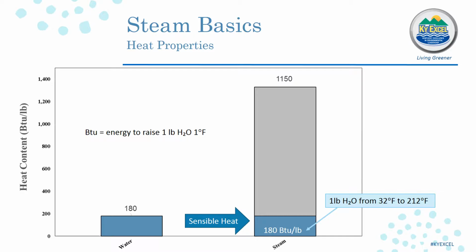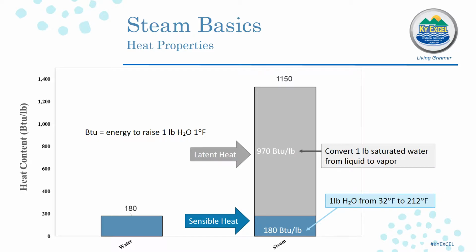If a small amount of energy is added to saturated liquid, it turns into a vapor. Likewise, if a small amount of energy is removed from saturated vapor, it will condense to liquid. To convert a pound of saturated water from liquid to vapor takes 970 BTU.